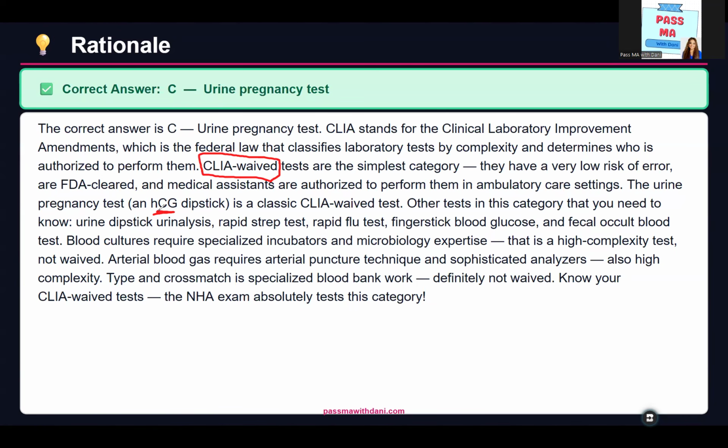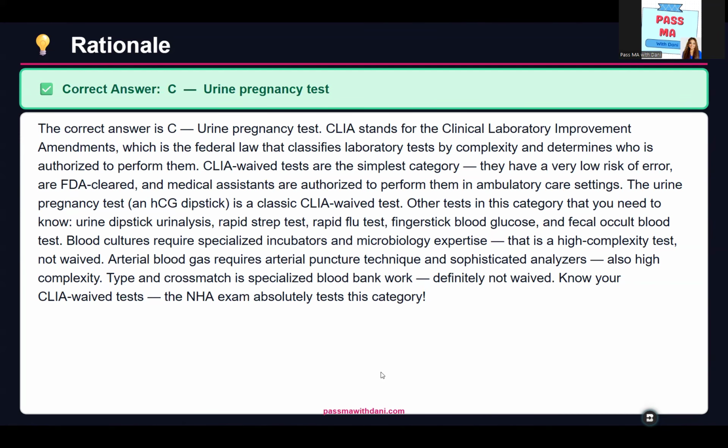Okay. When we talk about other tests that fall in the category of CLIA waived, think of a urine dipstick urinalysis. Think of rapid flu, rapid COVID, rapid strep, finger stick blood glucose, fecal occult blood, cholesterol. All of these fall under what we call CLIA waived. Okay. Again, these are in your scope of practice to perform as a clinical medical assistant.